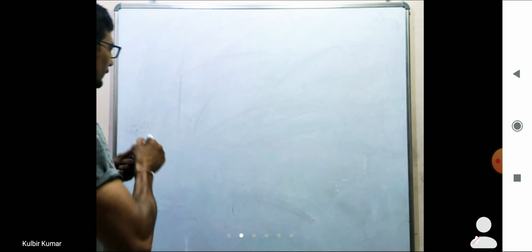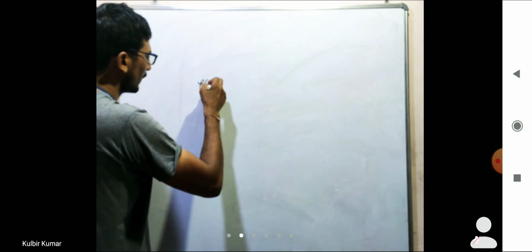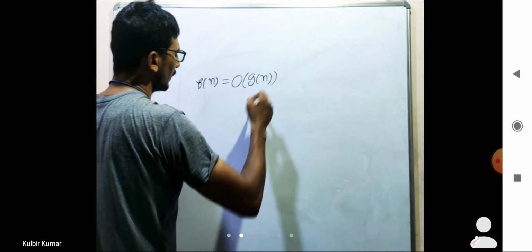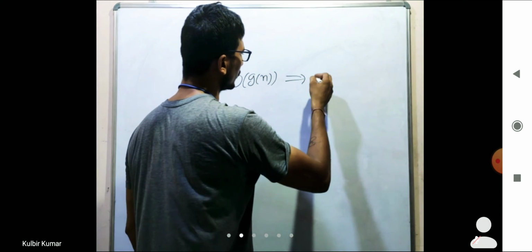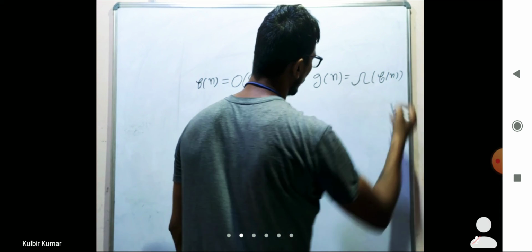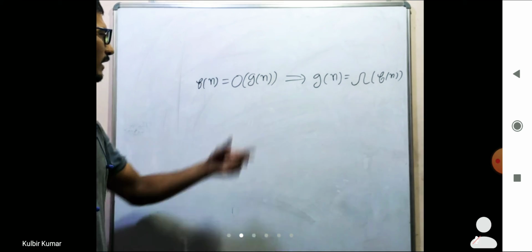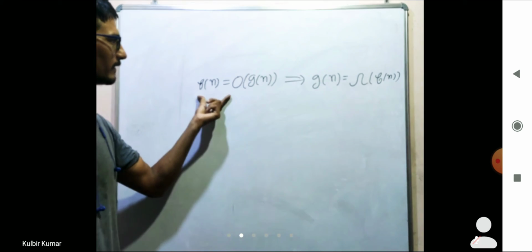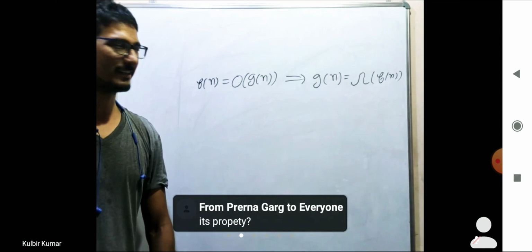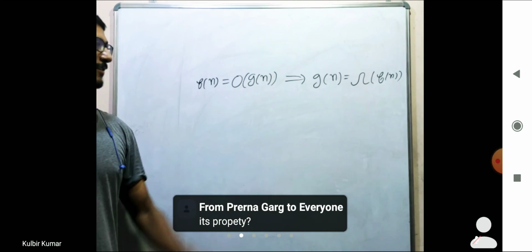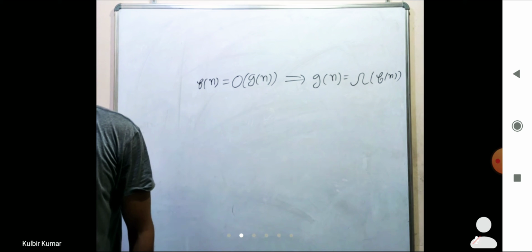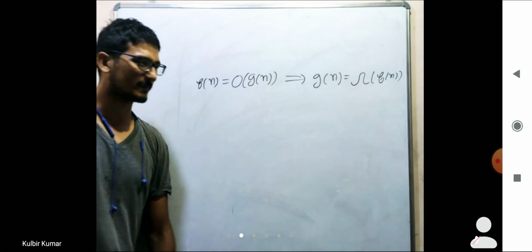So if f of n is order of g of n, then what will happen? I can write g of n is big omega of f of n. We can write this because one says g of n is greater than f of n, and the other says f of n is smaller than g of n, right? So if f of n is order of g of n, then it implies g of n is omega of f of n. You can think of it as a property.